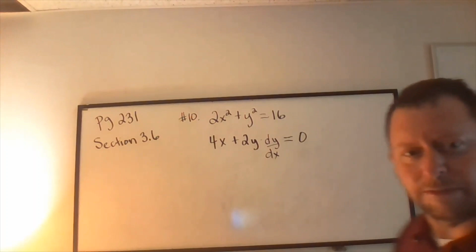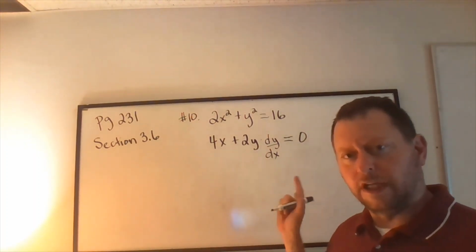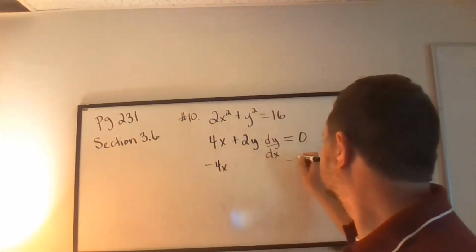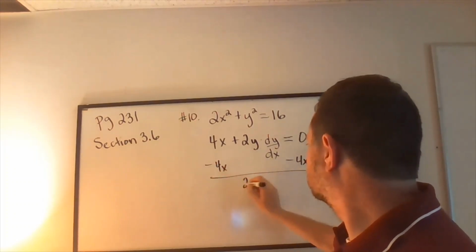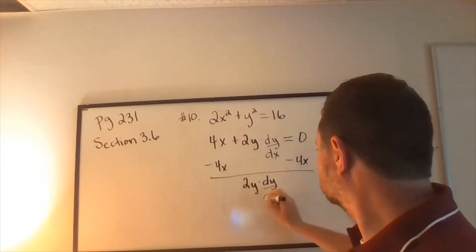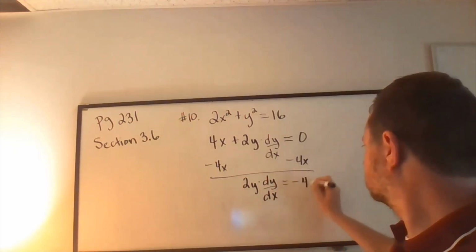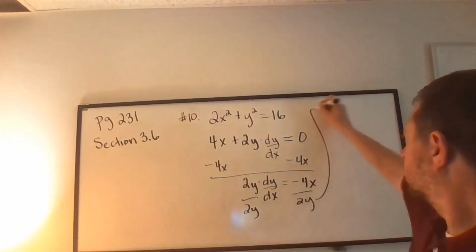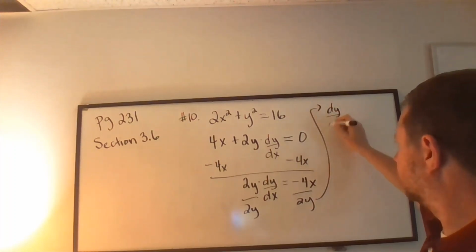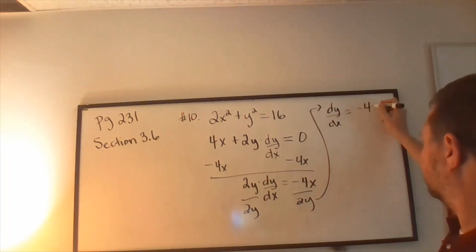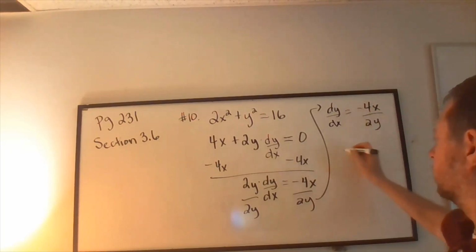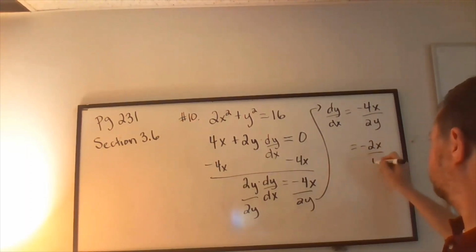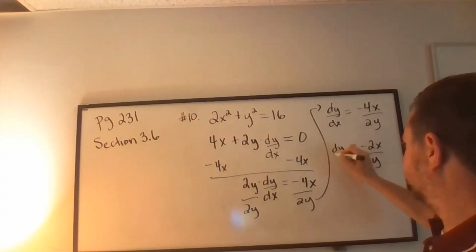And just like number 9, we're just going to move things over to the other side and divide by 2y. So let me do that real quick. Okay. So dy dx is equal to negative 4x divided by 2y, which is equal to, we're going to simplify and make this negative 2x over y. And that is what dy dx is equal to.